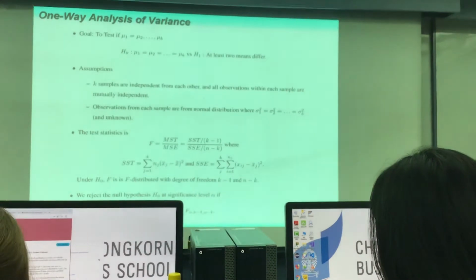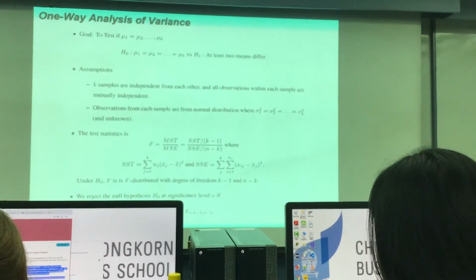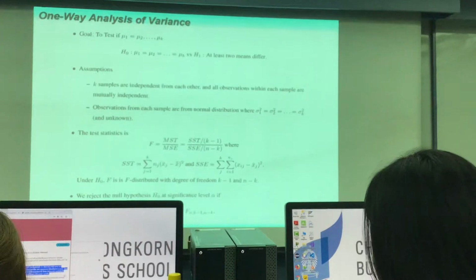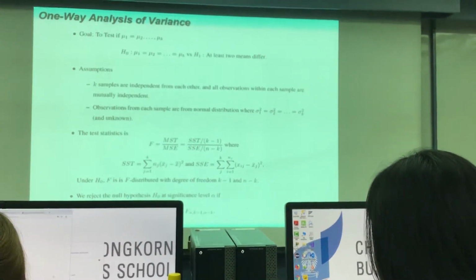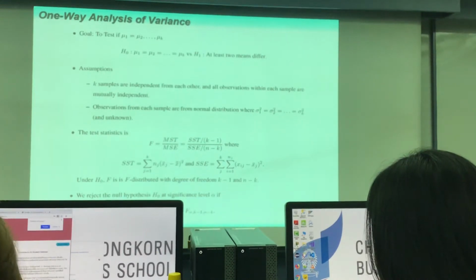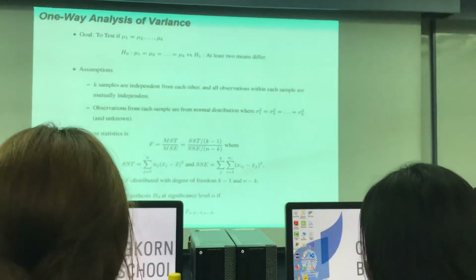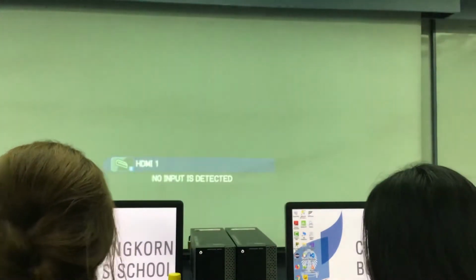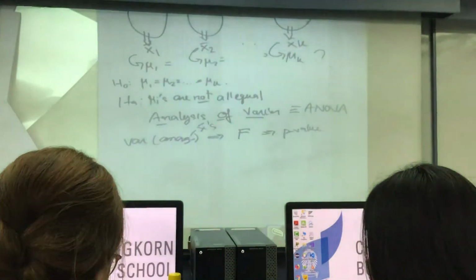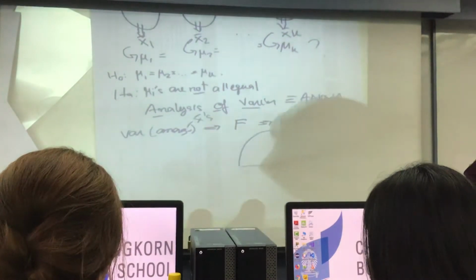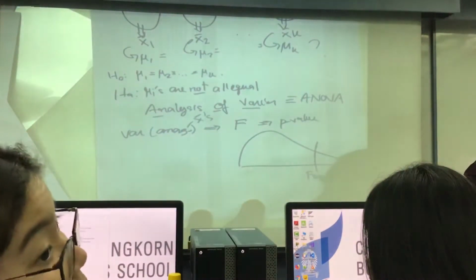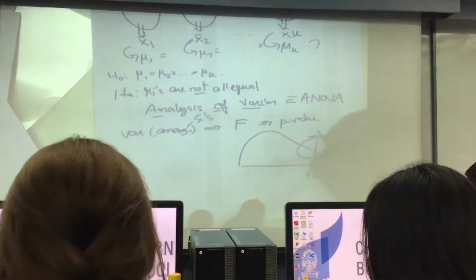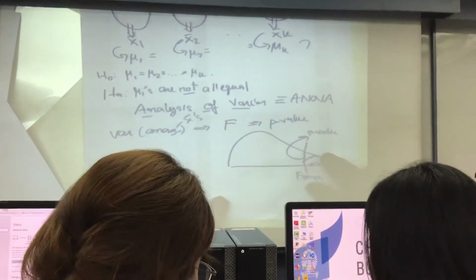Now if I go back to this one again. Now it looks like this. F looks like this, right? This is F from the sample. And the p-value is this.